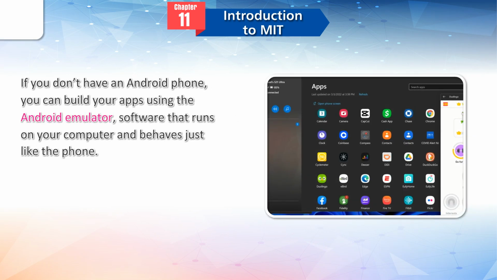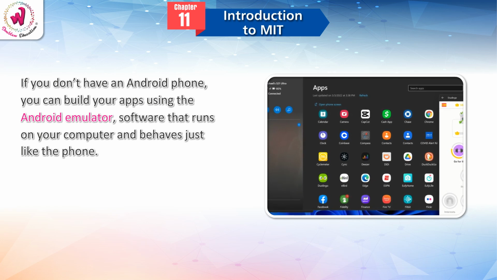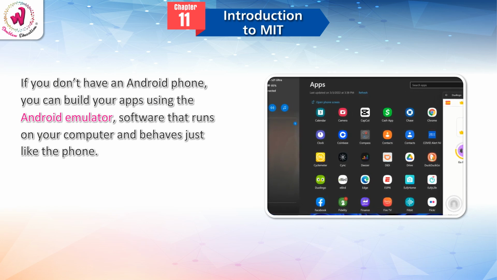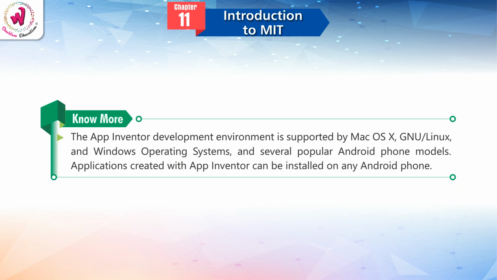If you don't have an Android phone, you can build your apps using the Android emulator, software that runs on your computer and behaves just like the phone. The App Inventor development environment is supported by Mac OS X, GNU/Linux, and Windows operating systems, as well as several popular Android phone models. Applications created with App Inventor can be installed on any Android phone.